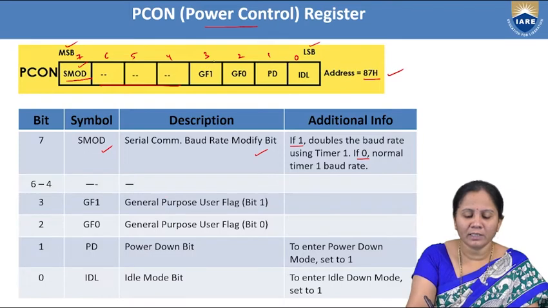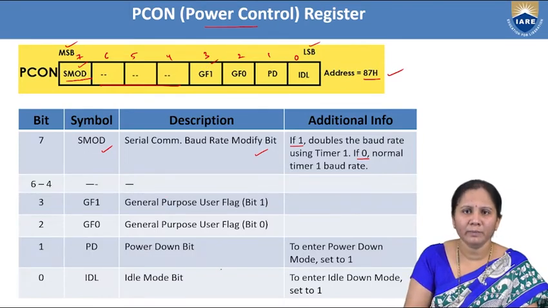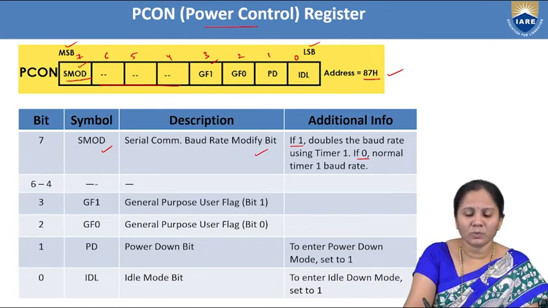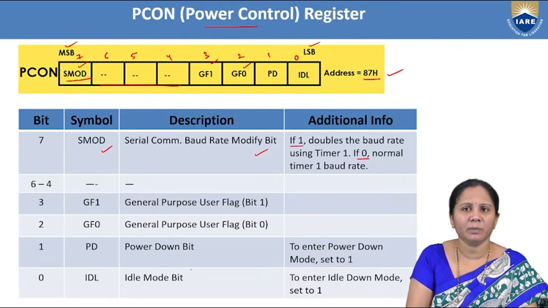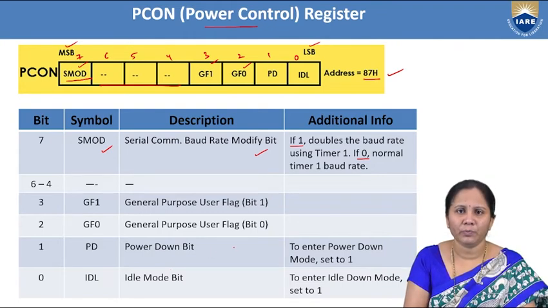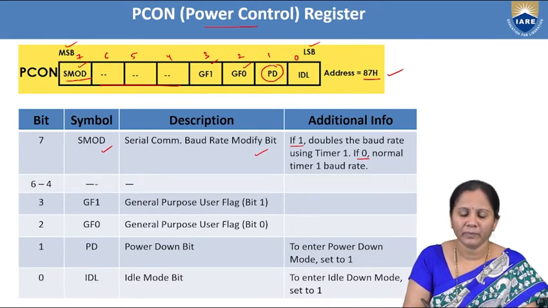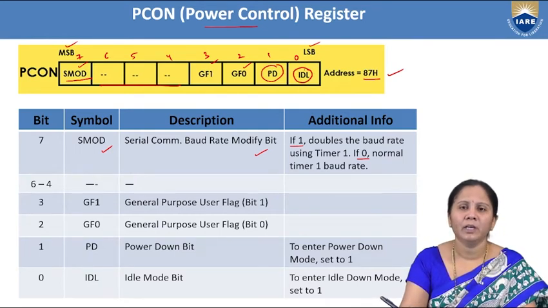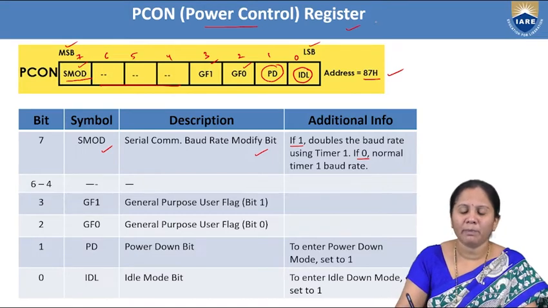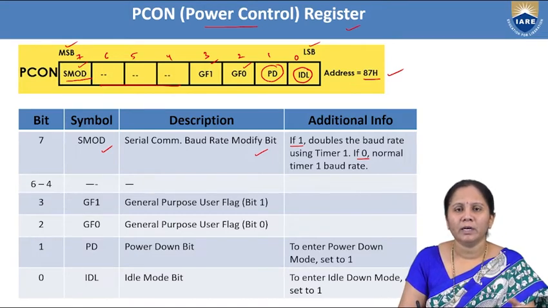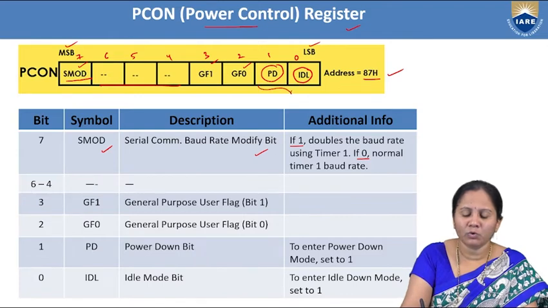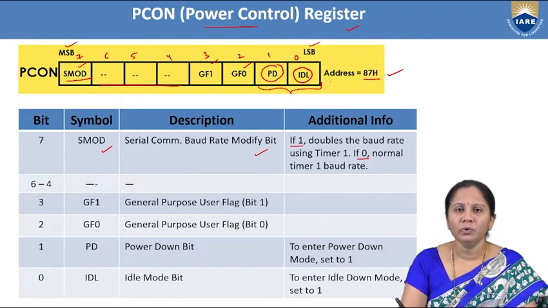The next bit, bit 3, is GF1, which is called the general purpose user flag bit 1. The next one is GF0, the general purpose user flag bit 0. Then there are the PD and IDL bits. By using this power control register, the 8051 can be operated in two modes, idle mode and power down mode, with the help of these two bits.